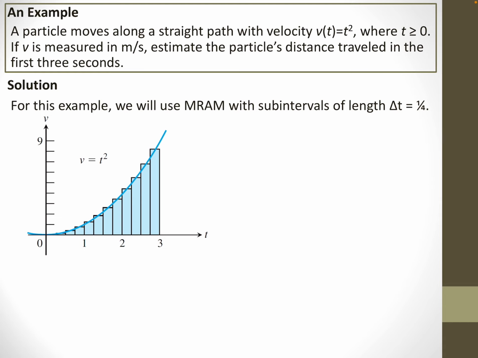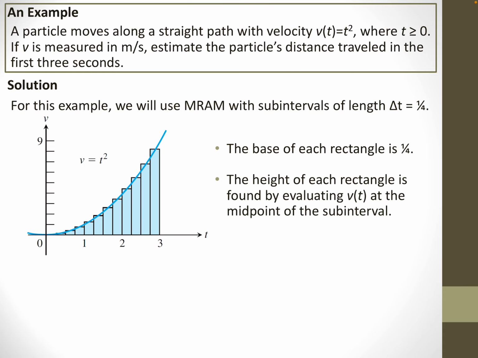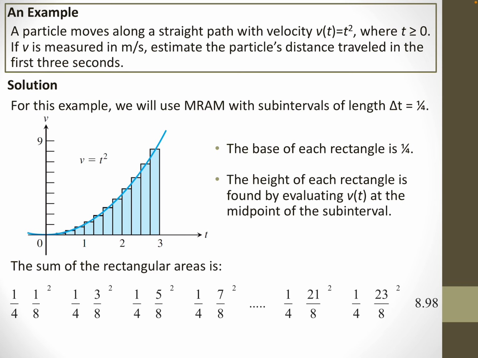Why is that so important? Well, okay, you'll see when I break this example down. So the base of each rectangle is 1/4, and the height of each rectangle is found by evaluating v at t at the midpoint of the interval. That's going to be the hard part, to come up with those numbers. Well, not that hard. Once I show you how to draw the picture, hopefully that'll go pretty easily. So the sum of these rectangular areas is, okay, if this blows your mind, that's okay. Don't worry. I'm going to go back and do this question again.